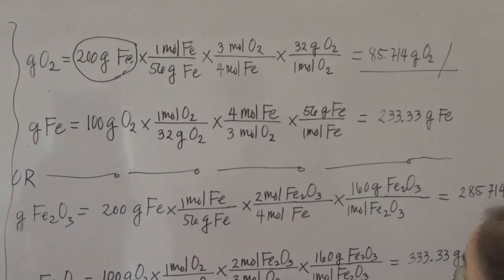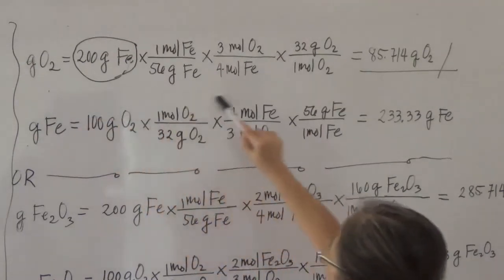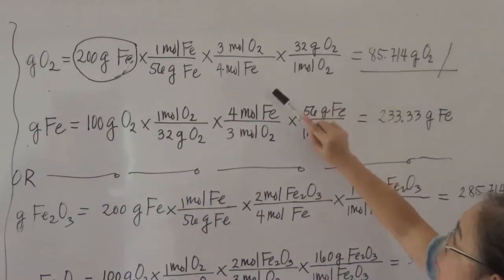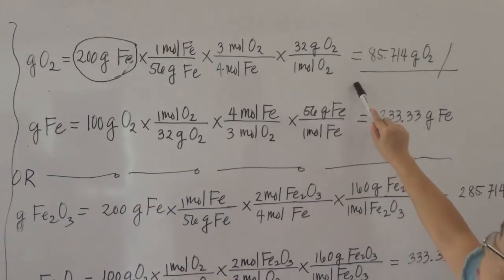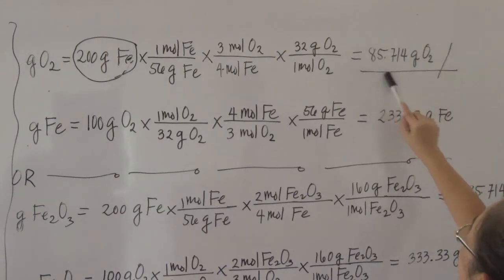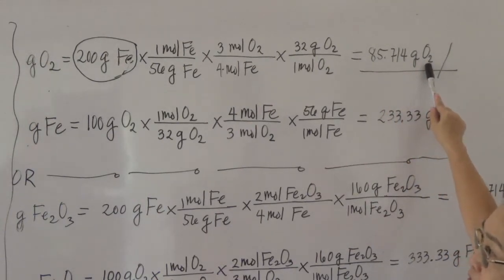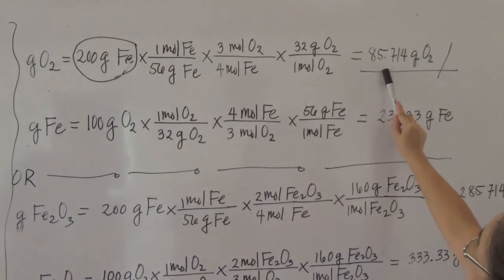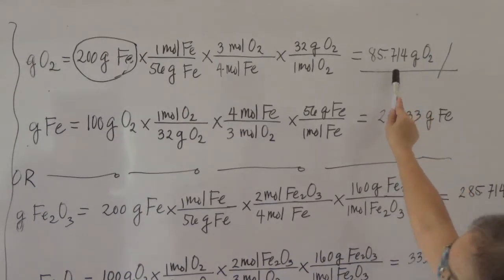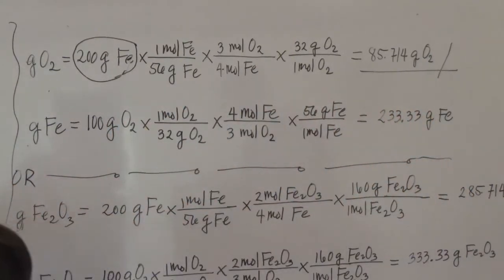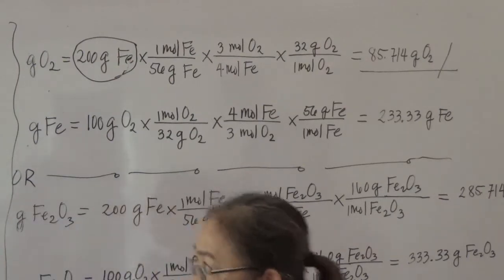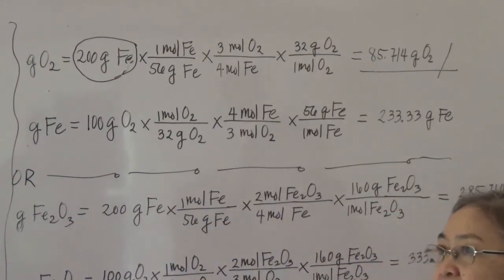With this computation alone, you would be able to determine that oxygen is the excess reagent, because what is needed is only 85 grams while what is available is 100 grams. So therefore, oxygen is the excess reagent and iron will be the limiting reagent.